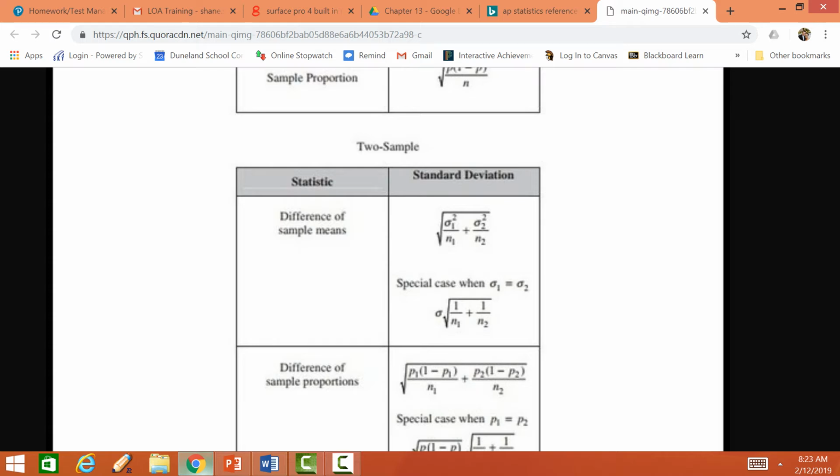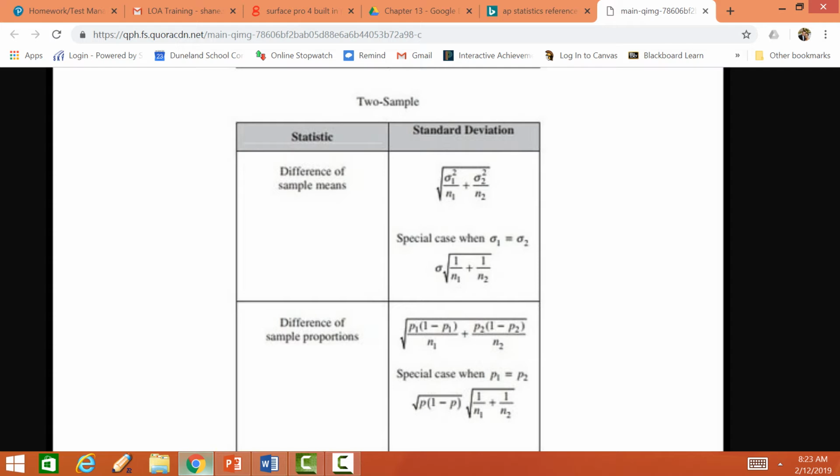Notice that there's a special case here, and if you remember for proportions, there was a special case when P1 equals P2, and this is what you assume under the null hypothesis. So you're normally actually in the special case for the difference between sample proportions. But for the difference of sample means, you normally don't assume the variances or the standard deviations of the populations are equal. Usually you're not in this case unless the problem tells you to. There's ways to determine this, but it's really beyond the scope of this class. So most of the time we'll be using this one for the difference of sample means, and then as review, we were using this one for the difference between sample proportions.